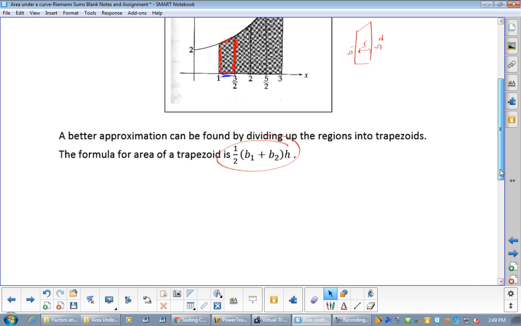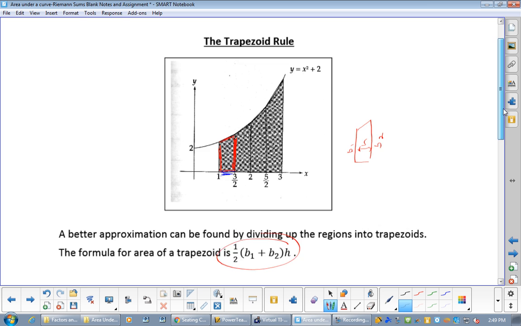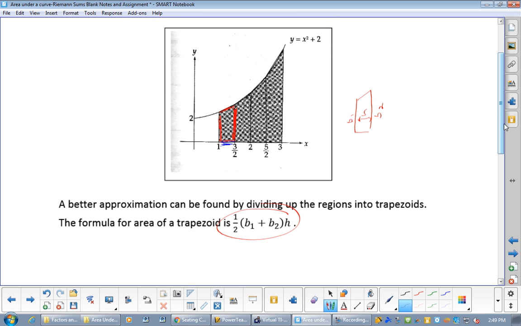So now let's talk about B1 and B2. Do you see that now this is y equals x squared plus 2. So B1 and B2 will be our heights, and h will be like the width.